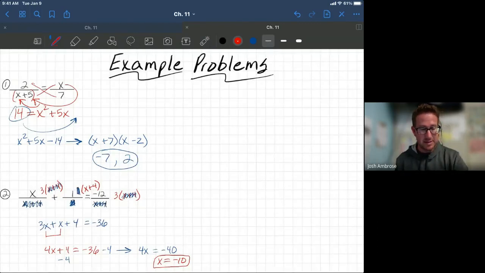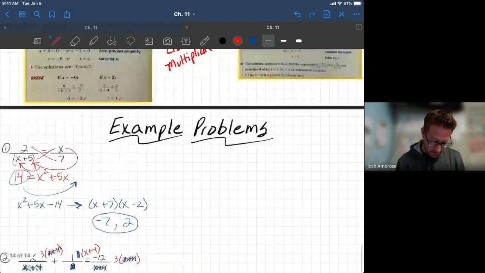And like I said, this is it for chapter 11. All right, this covers the last section. So there's your example problems right there.